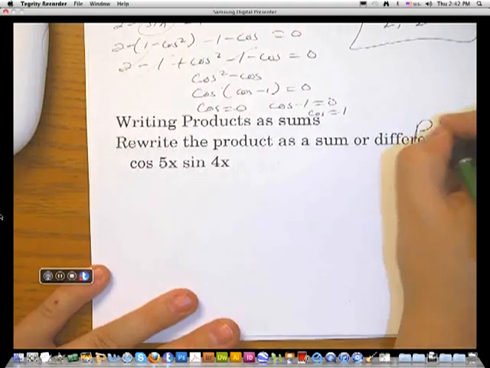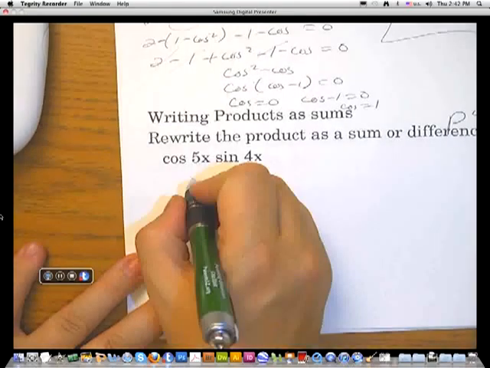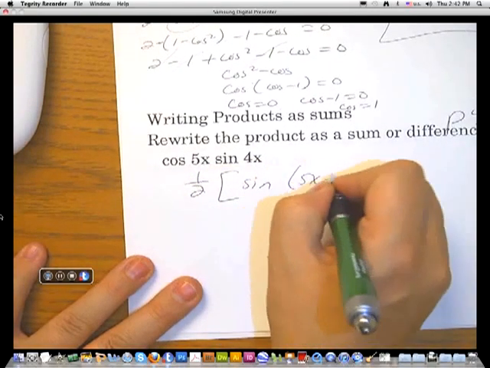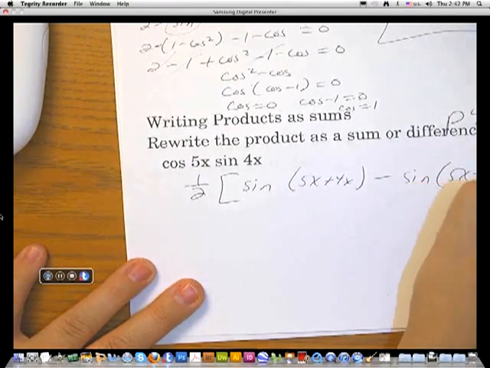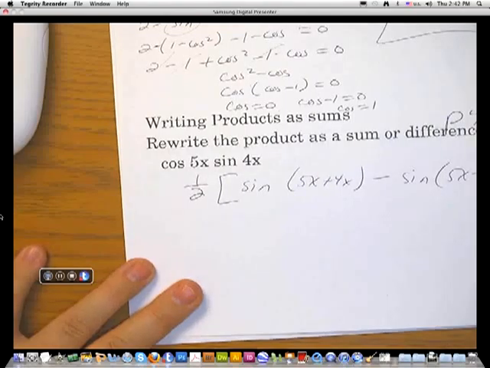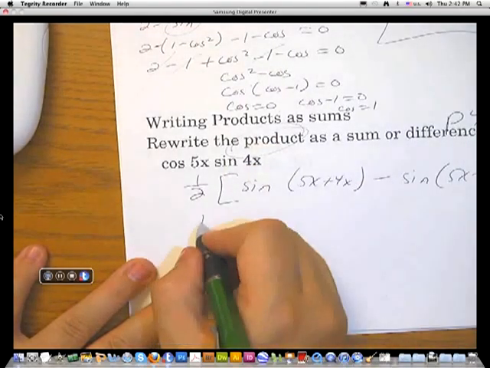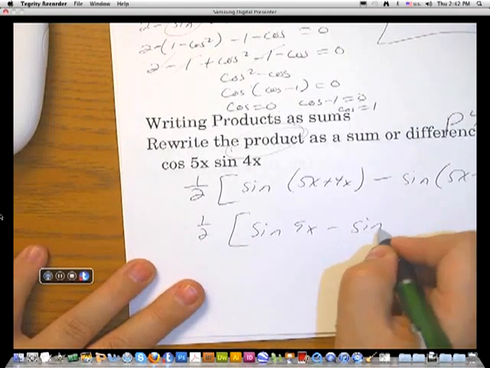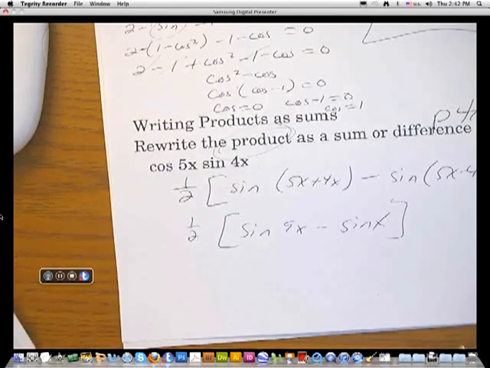Writing products as a sum, so this is page 415. Just following the formula, 1/2 sine 5x 4x. Again, it's just following the substituted product formula. So I get sine 9x minus sine x. And you don't have to go any farther than that.